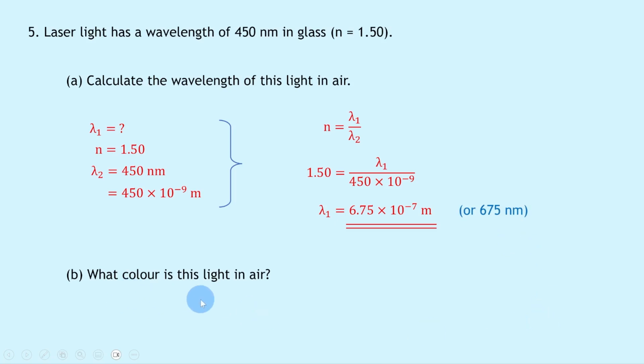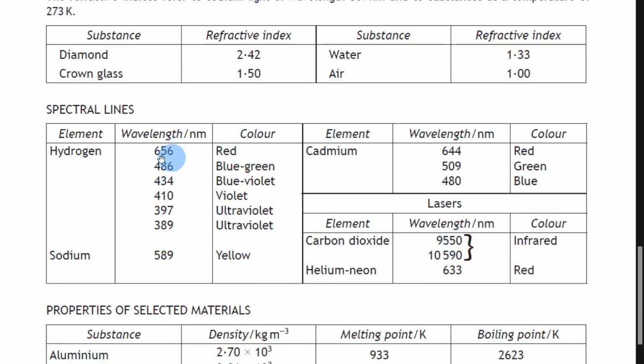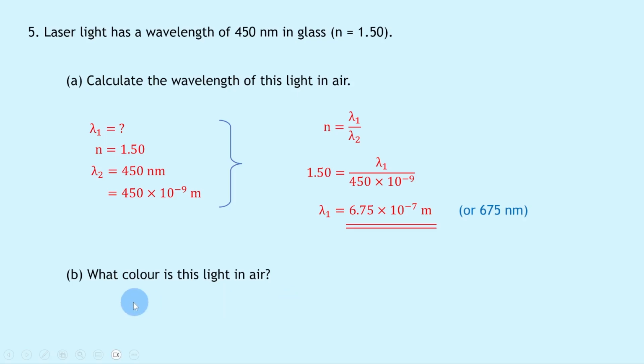Part B says, what colour of light is this in air? Now if we jump to the datasheet, you'll see we've got refractive indices here, but we're more interested in these spectral line wavelengths. So you'll see the closest value we've got to 675 nanometers is 656, which corresponds to the colour red. So we could say that this 675 nanometers corresponds to red light. So for what colour is this light in air, we can say red.